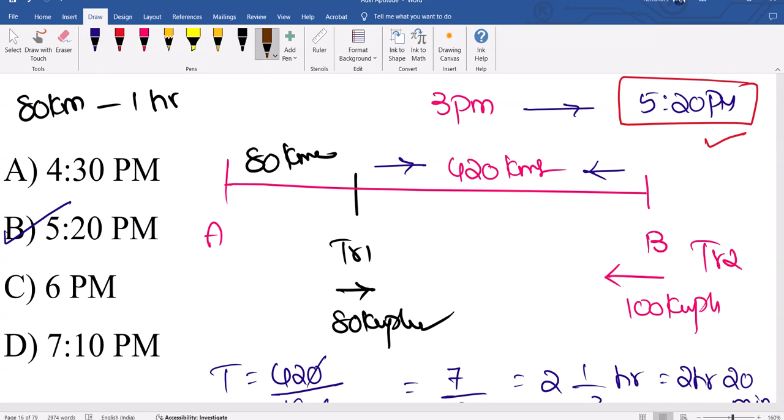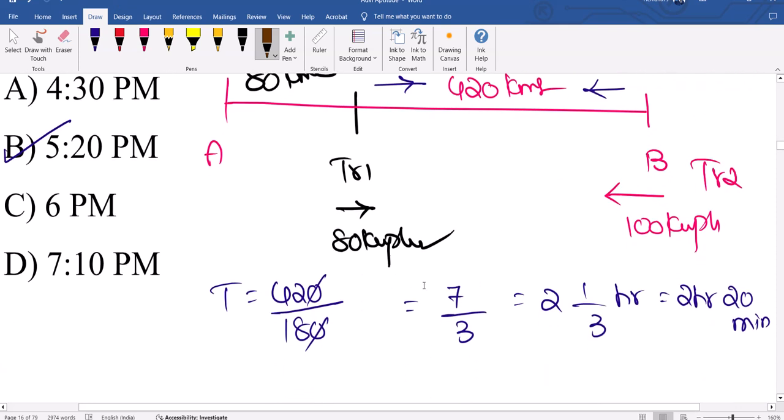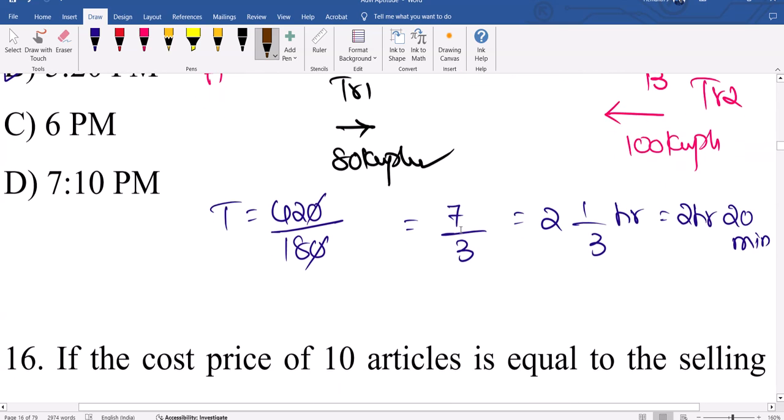When two different timings are there, go with the late time. Go with the late time. That early one has already covered a certain distance, remaining distance, opposite direction. So we can just check all this. Right. So now let's go for the next one.